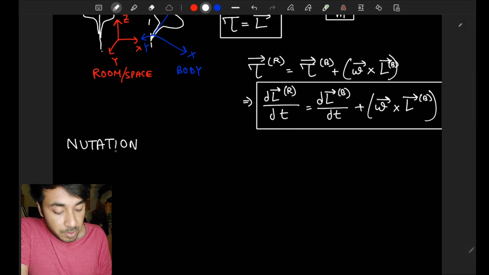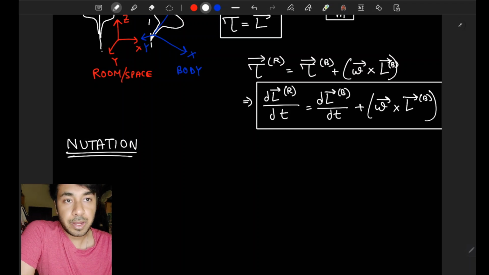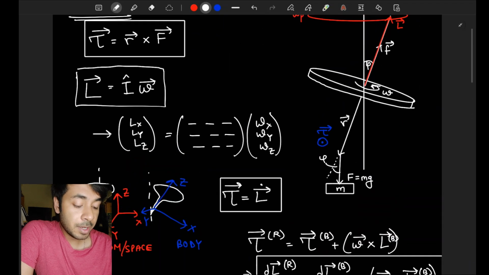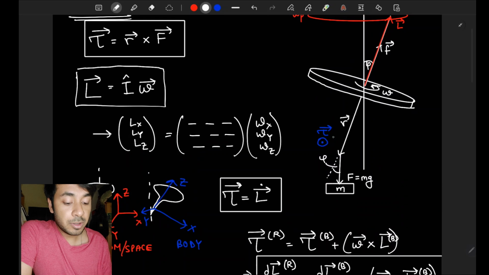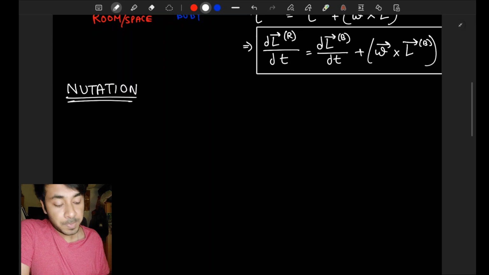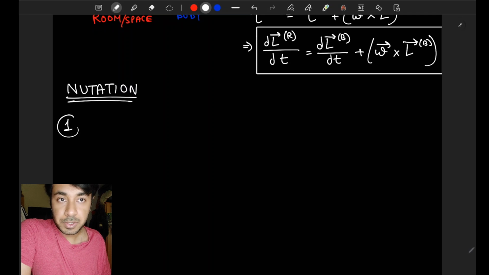So once we move to nutation, it is a bit different, because in nutation the angular momentum does stay conserved, and we'll talk about that in a moment. When you saw precession, the angular momentum was actually changing with time because of the torque that you have here, because of the force that you have here. So L was indeed changing, but the change was constant for a constant force. But for nutation, the angular momentum is actually conserved.